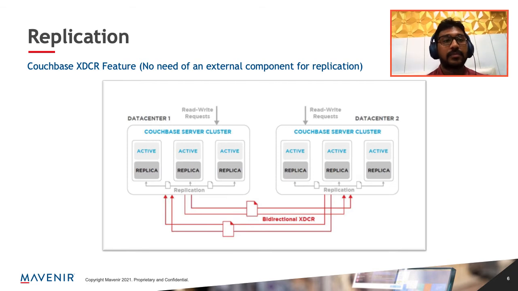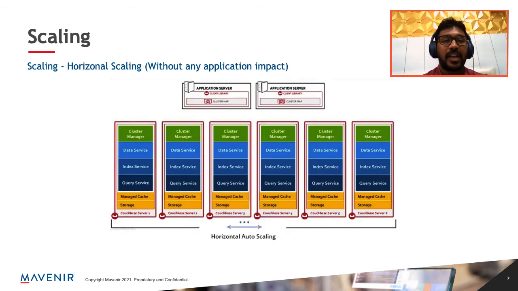Next comes the scaling. With respect to scaling, horizontal scaling is the preferred method in Couchbase. And with horizontal scaling, we can scale the cluster without any application impact. With Cluster Manager intelligence and SDK intelligence, scaling horizontally will not introduce any application configuration changes, as the new nodes added into the cluster are automatically updated in the cluster map, and the same is pushed to the application as well, which makes horizontal scaling completely transparent to the application.